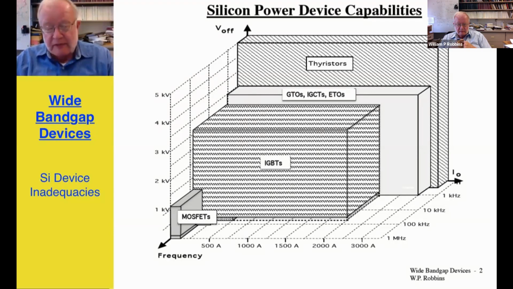IGBTs are sort of the workhorse of modern-day power electronics. Their capabilities span a wide range of blocking voltages, on-state currents, and switching frequencies, up to several tens of kilohertz. To go beyond about 100 kilohertz, about the only device that is capable in the silicon family are MOSFETs, and they have capabilities up to about a kilovolt and current capabilities up to 50 or perhaps 100 amps, but their switching frequency capabilities go out to megahertz and higher.